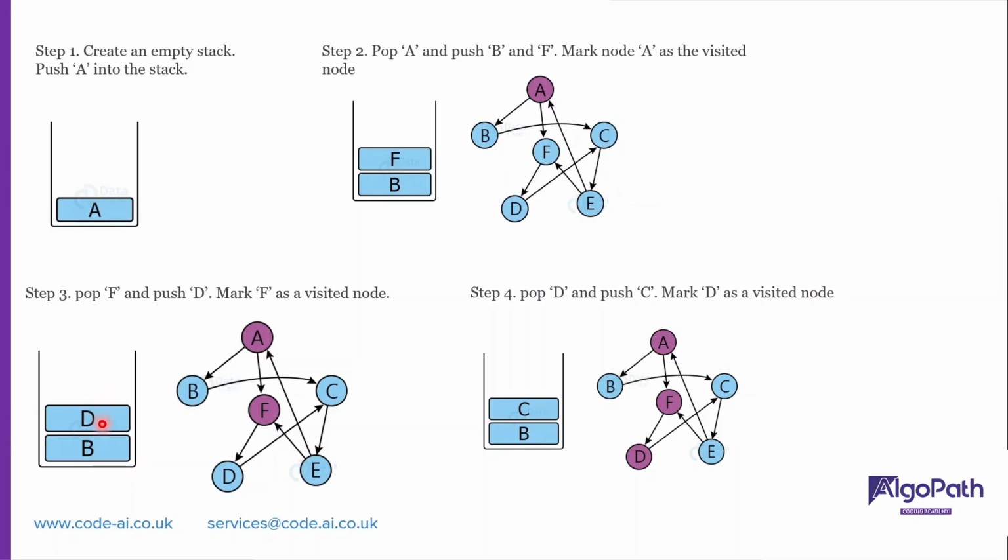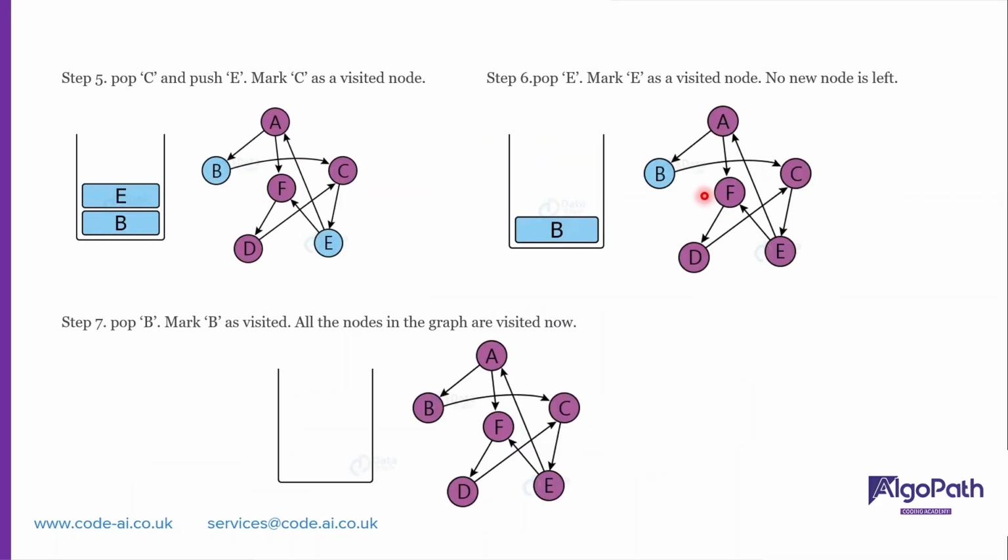Now we will visit D. So for that we will pop D and push C. Why? Because C is the only unvisited neighbor for D. So C has been pushed. So this is the current state of the stack. Now we're going to pop C and push E, because E is the unvisited neighbor for C. Then we're going to pop E, but E has only one neighbor, that is F, which is already visited and marked. So we are not supposed to push F in the stack again.